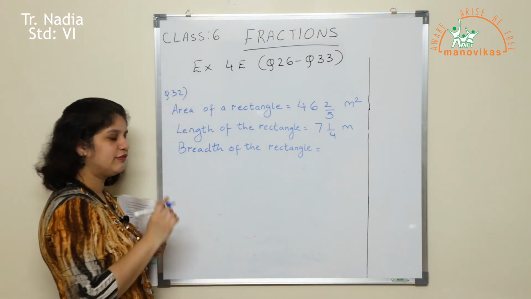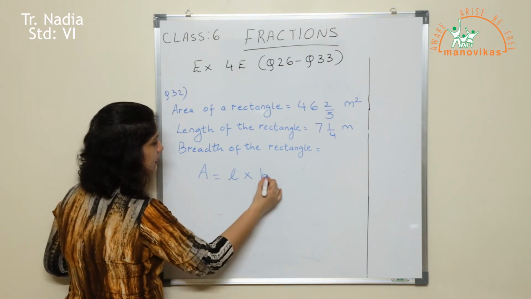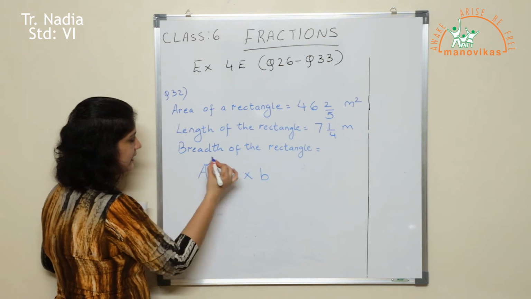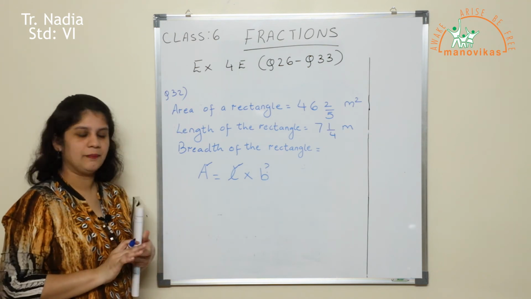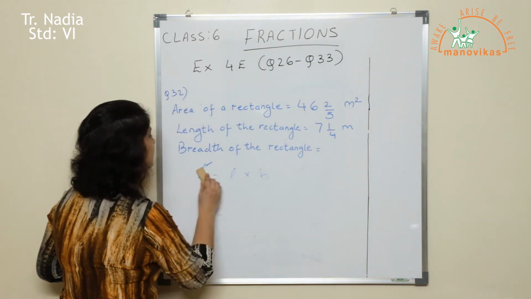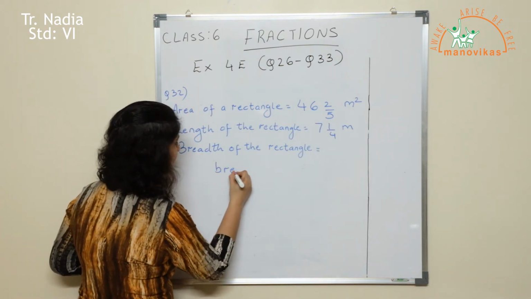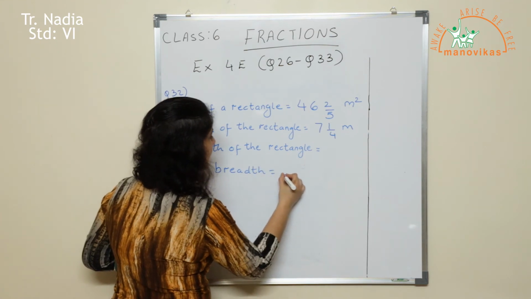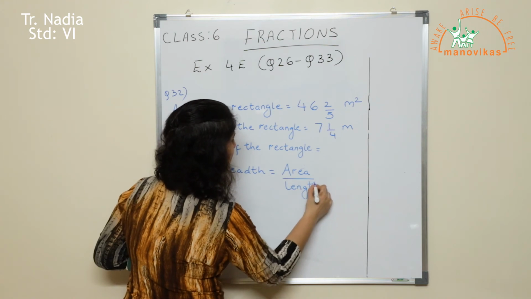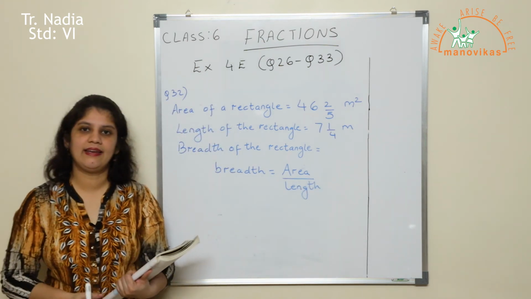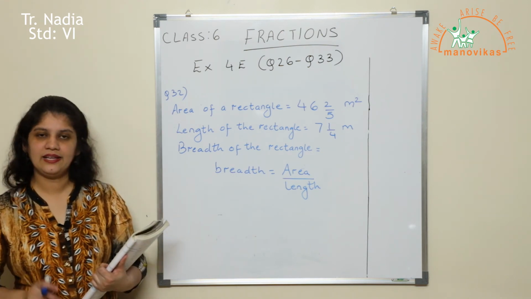Okay, so let us see what the formula looked like. I had told you all that area of the rectangle is length multiplied by breadth. Now I know the area, I know the length. I don't know the breadth. How will I find the breadth? Now for that also there is a formula. Breadth of the rectangle will be area divided by the length. So in case you are given the area and the length and you want to find the breadth, you have to do area divided by length.